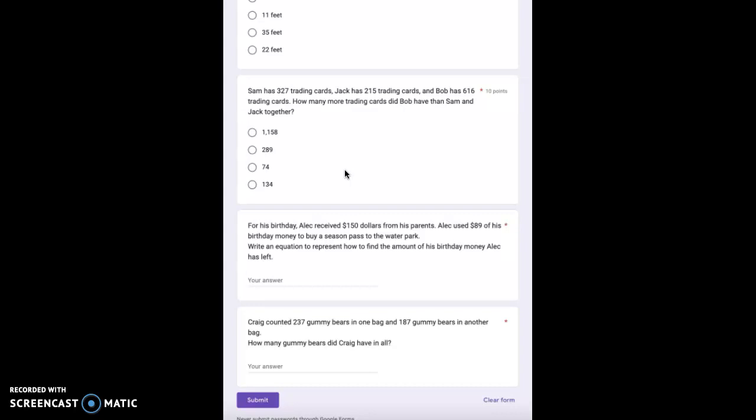Number 8. Sam has 327 trading cards, Jack has 215 trading cards, and Bob has 616 trading cards. How many more trading cards did Bob have than Sam and Jack together? A. 1,158. B. 289. C. 74. D. 134.